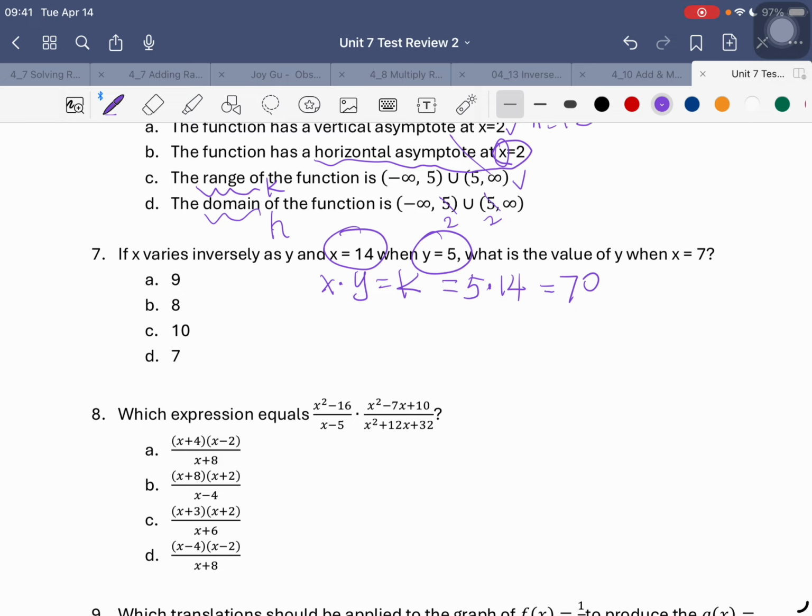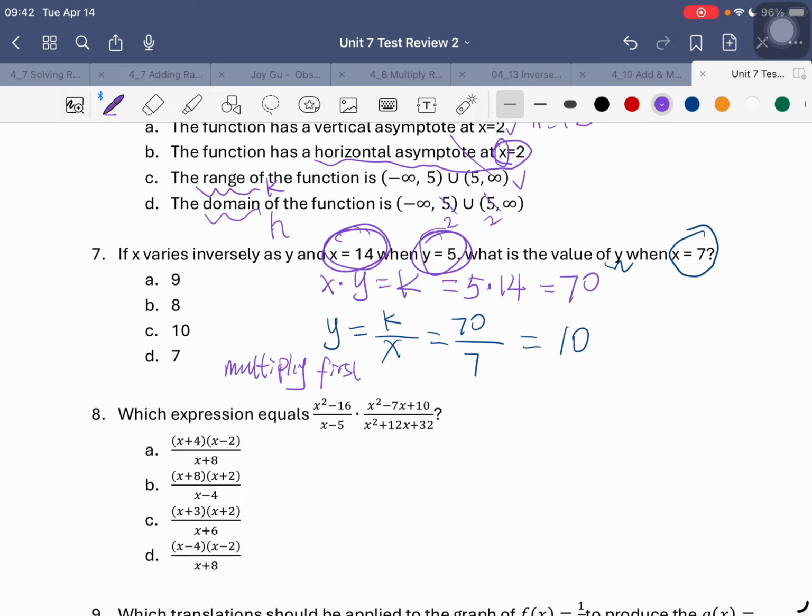And then once you find 70, you divide by the last number, because we need to find the y, and y equals k over x. K is always the same, and it's already 70. We got it. Divide by the last number, 7, and your y should be 10. So basically, multiply the first 2 numbers and then divide by the last number.